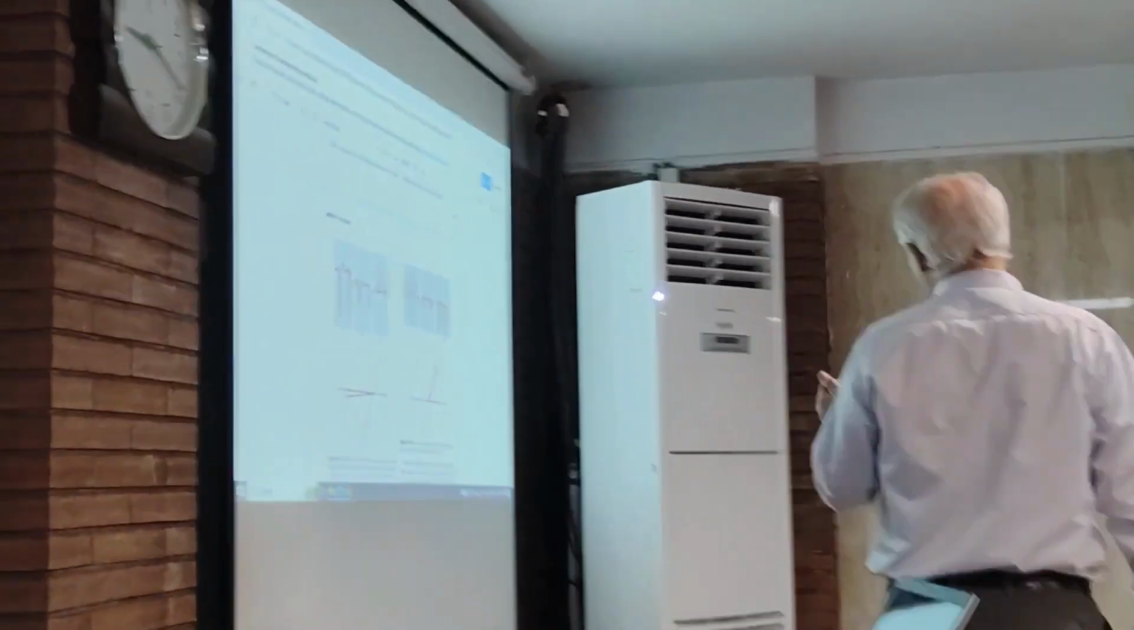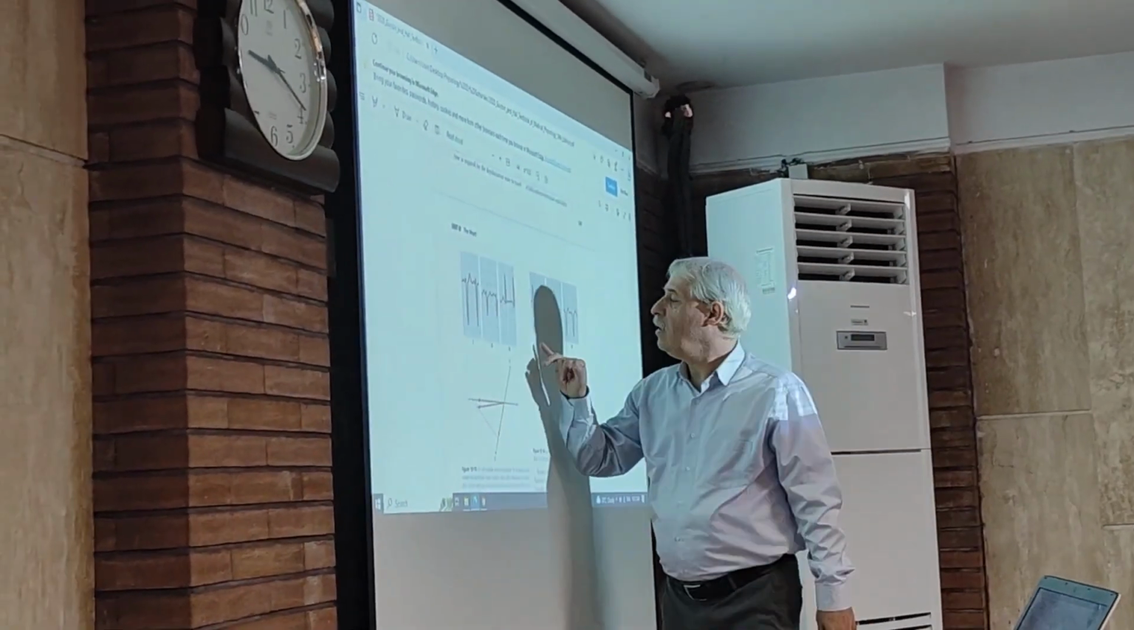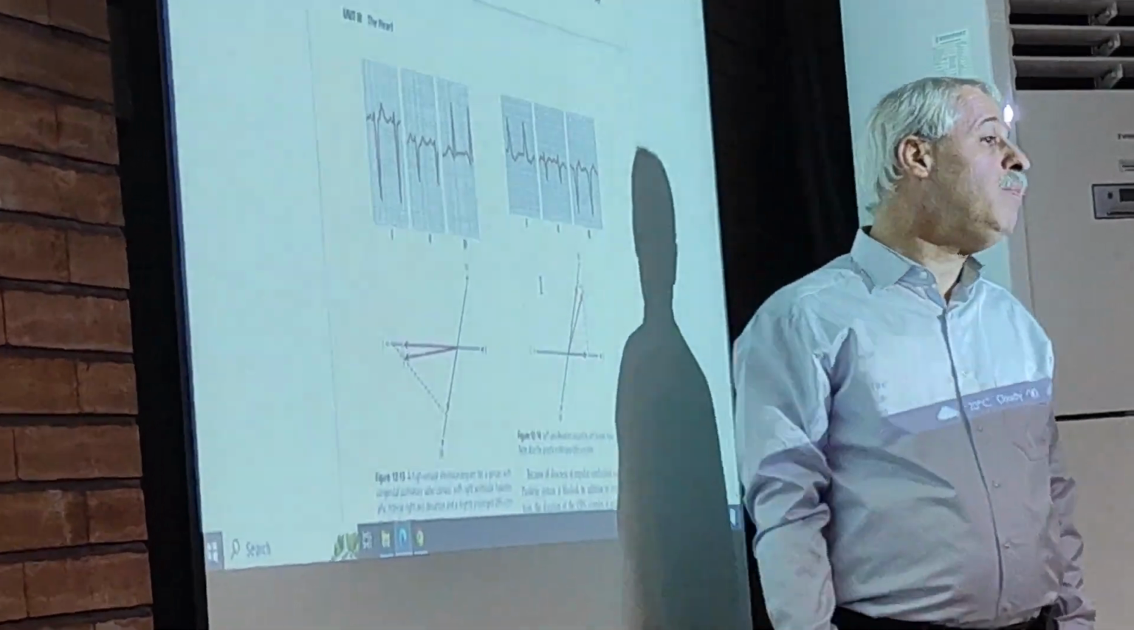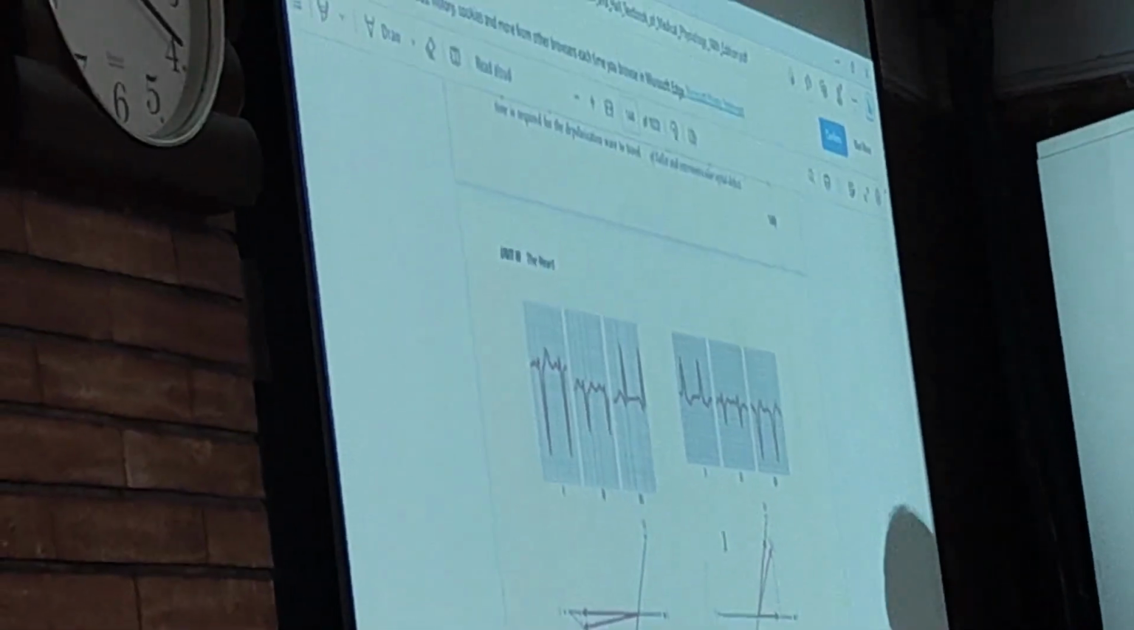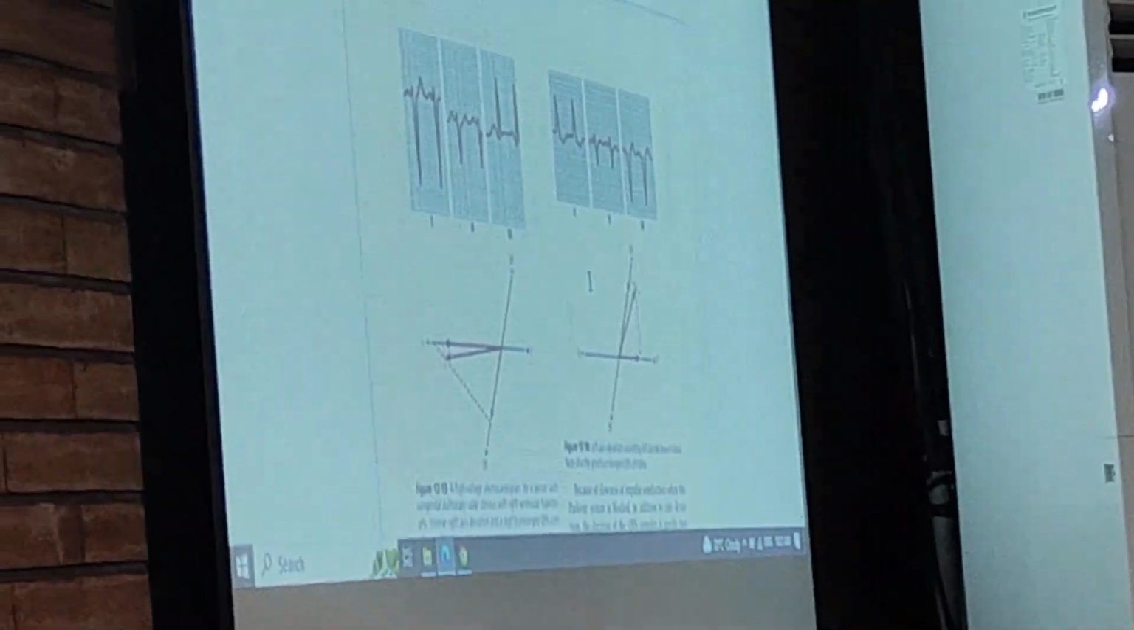Each small square in the width equals 0.1 millivolt. 5 small squares equals 0.5. 10 small squares, 1 millivolt. So, in width you have voltage, in length you have time.